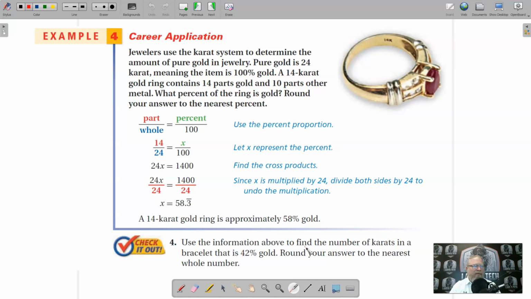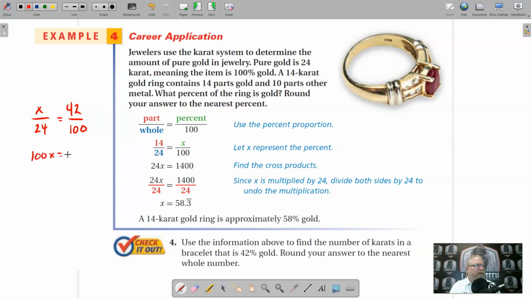Here it says use the information above to find the number of carats in a bracelet that is 42% gold. Round your answer to the nearest whole number. So let's go ahead and use the proportion method on that. So we're looking for what if it were 42% gold? So 42 parts of 100. And we know again that the whole can be no greater than 24. So that's going to be 24. If it's pure gold, it would be 24. And the part is the unknown. So 100 times x is 100x.